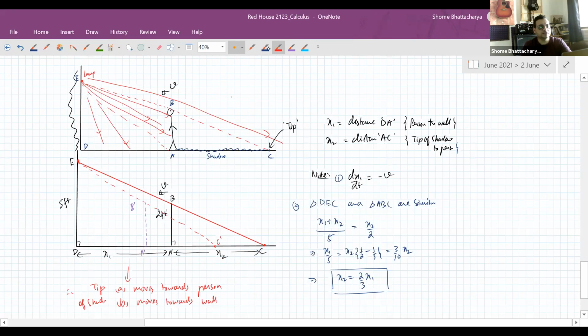But now from this, we can even find the relationship between the two. So dx2 by dt is equal to 2 by 3 of dx1 by dt. So that is minus 2 by 3 of v. Therefore, you can see that the length of the shadow, that is only our x2, is decreasing at the rate of 2v by 3.